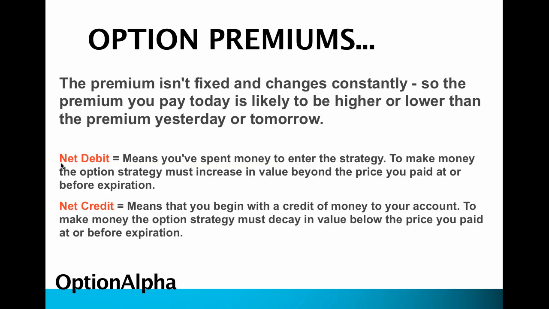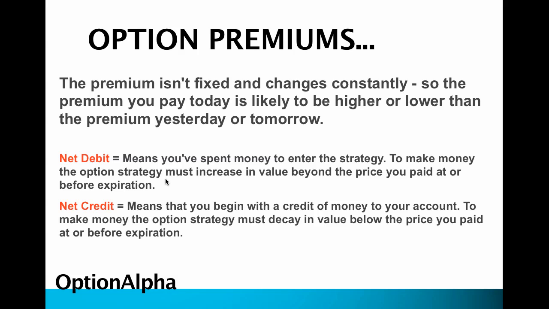So when we talk about premiums, we want to focus on the net debit or net credit. So again, net debit means that you've spent money at the end of all of your transactions to enter the strategy. So again, this could be a debit spread, an iron condor, a butterfly, a ratio spread, anything. Anything that you end up actually spending money on is going to be a debit. So to make money on these types of option strategies, there must be an increase in the value beyond the price that you paid before expiration. So that makes sense, right?